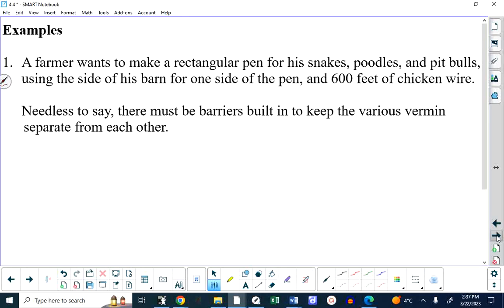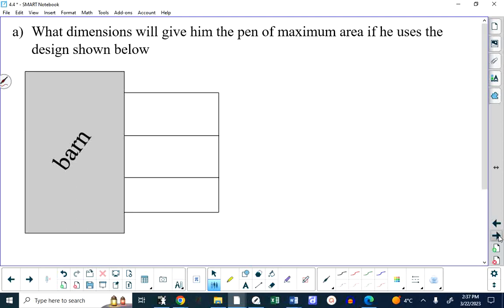This farmer has 600 feet of chicken wire. I'm not sure he has thought this out very well because chicken wire has a bunch of holes in it. If the snakes are really tiny, they'll just slither through, but we'll just go with it. He's going to use one side of his barn, and this is his plan. So these lines to the right of the barn are the 600 feet of chicken wire.